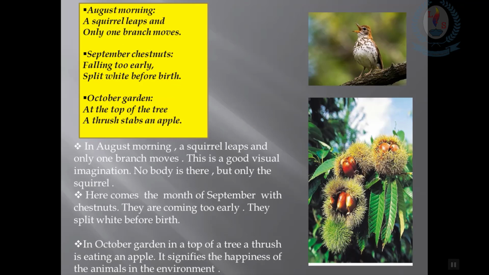August morning, a squirrel leaps and only one branch moves. September, chestnuts falling too early, split white before birth. October garden, at the top of the tree, a thrush stabs an apple.